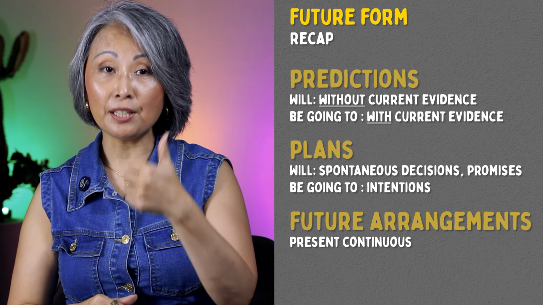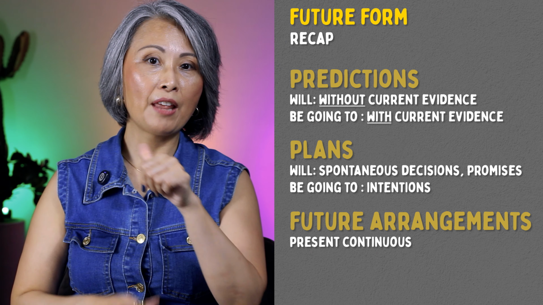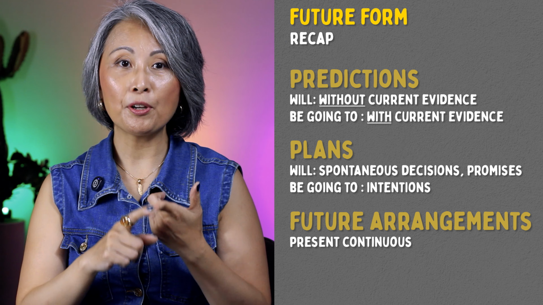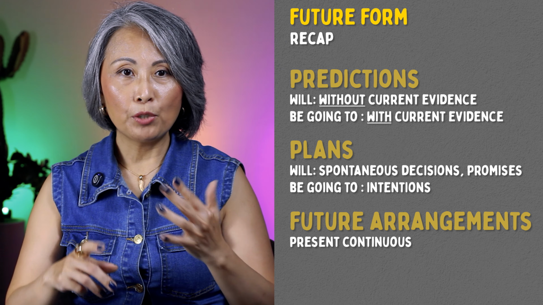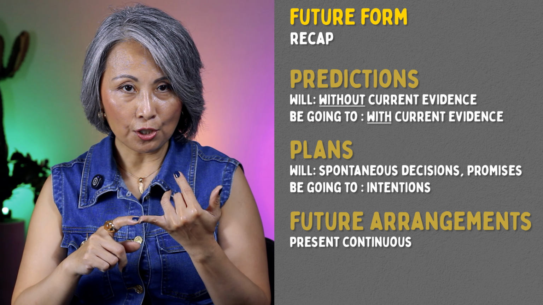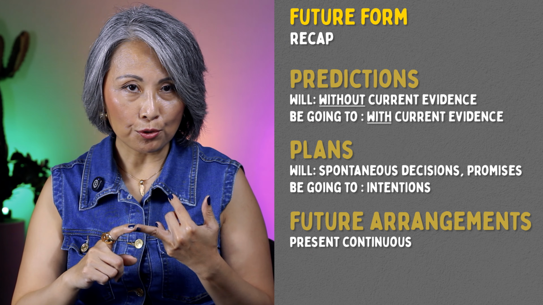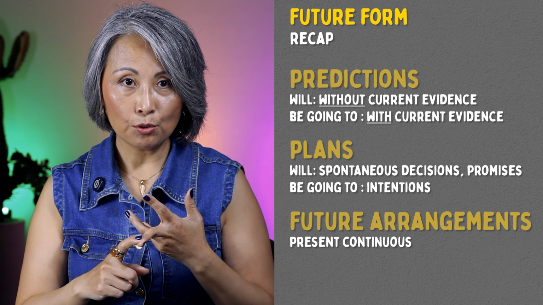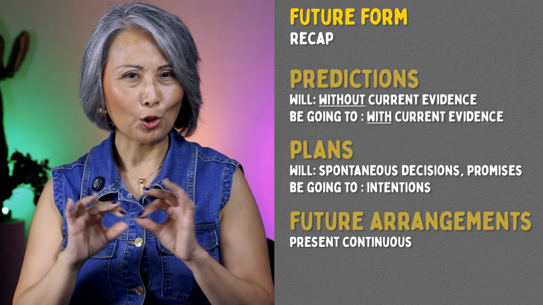So to recap, we use the future for predictions, okay? So will for predictions without current evidence, and be going to for predictions with current evidence. For plans, we use will for spontaneous decisions and promises, and be going to for intentions, and present continuous for future arrangements. Got it? Not so hard.